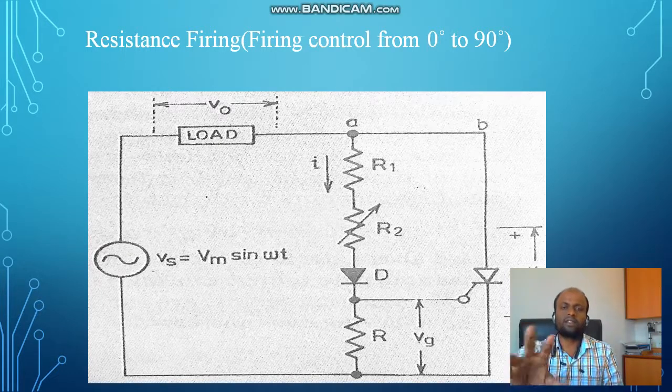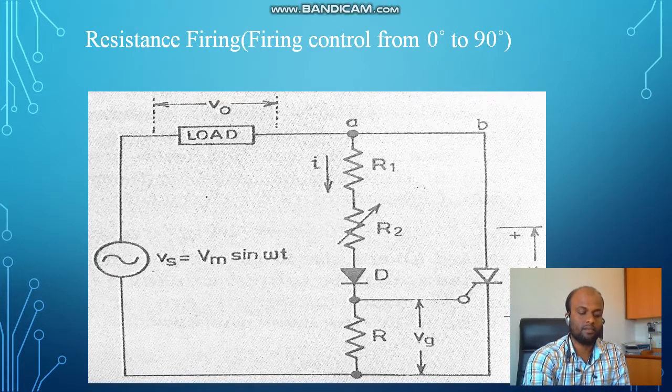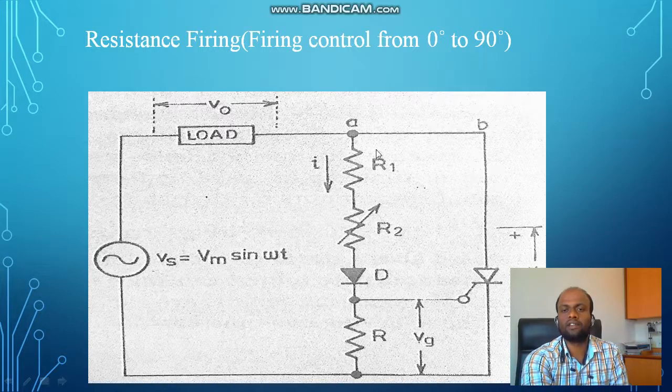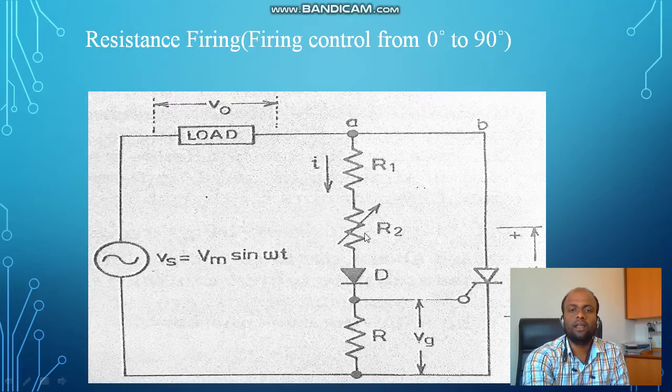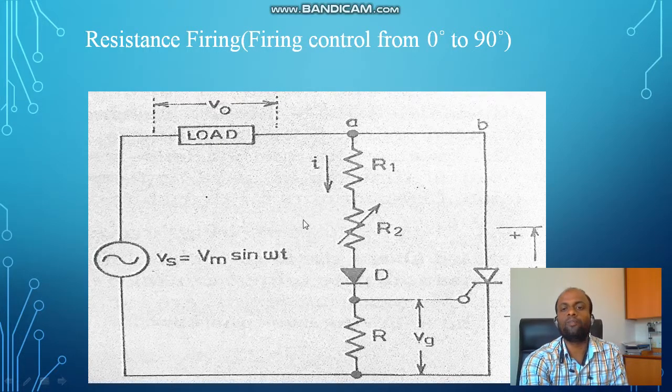Here you can see a circuit diagram of resistance firing. In this diagram there are three different resistances: R1, R2 and R. R2 is the resistance which is to be varied; it is a variable resistance. R is a stabilizing resistance, what it means I will tell you, don't worry. R1 is the resistance to limit the maximum gate current. There are these three resistances, a diode, and a thyristor which needs to be turned on.